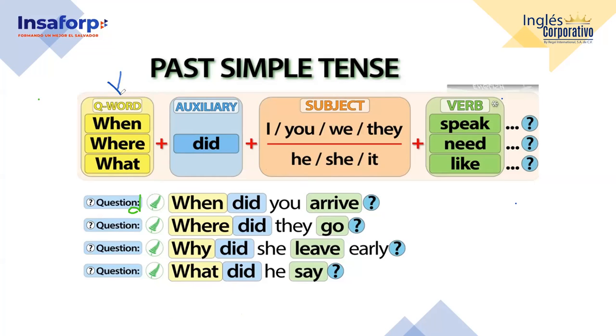I'm going to choose the WH word, and immediately I am going to use the auxiliary did. No matter what the subject is, I am going to use did for all the subjects: I, you, we, they, he, she, it. It doesn't matter. I am not going to use to be. Never to be. Only did, because it is past simple. And here we have the verb. The verb here is speak, need, and like.